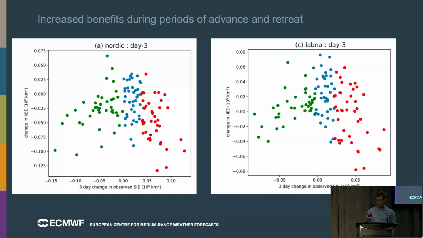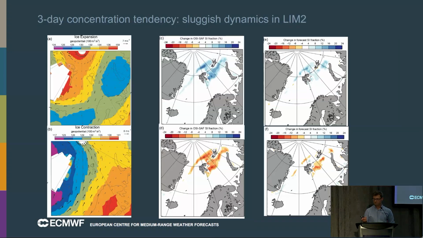And this is the same in both of the regions that I showed. So even in the Labrador and Baffin Bay regions of the North Atlantic, where the forecasts in general are worse, when the sea ice is changing really rapidly, the dynamic sea ice model is still doing a better job than a persistence forecast.